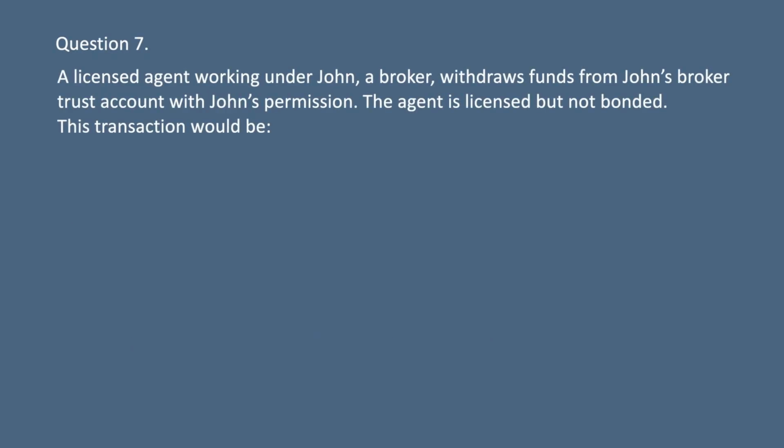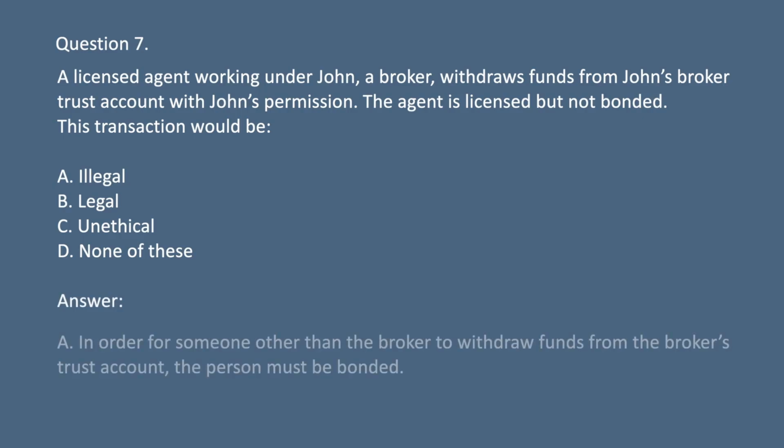Question 7. A licensed agent working under John, a broker, withdraws funds from John's broker trust account with John's permission. The agent is licensed but not bonded. This transaction would be: A. Illegal. B. Legal. C. Unethical. D. None of these. Answer: A. In order for someone other than the broker to withdraw funds from the broker's trust account, the person must be bonded.